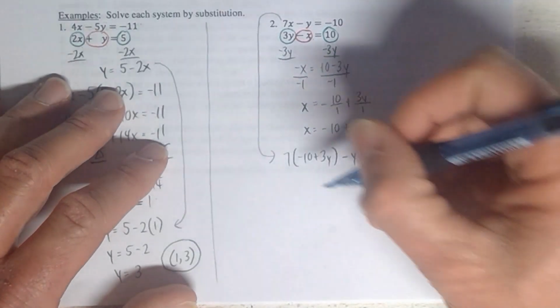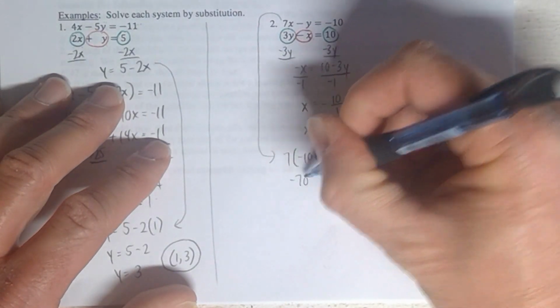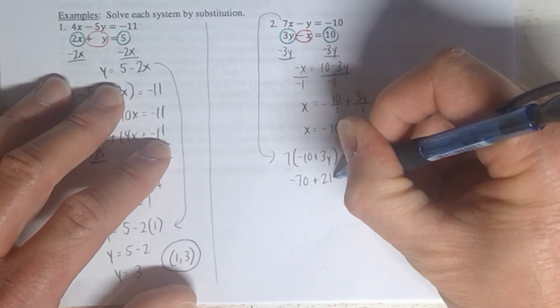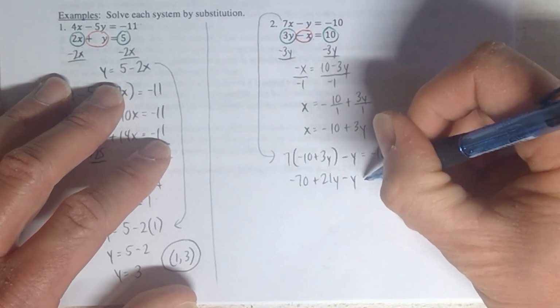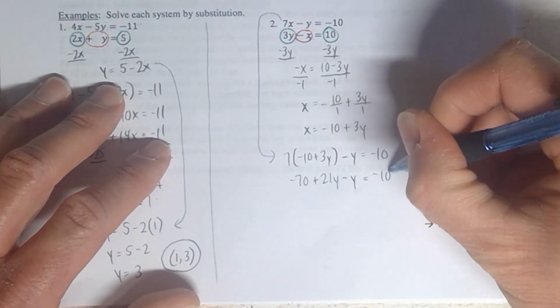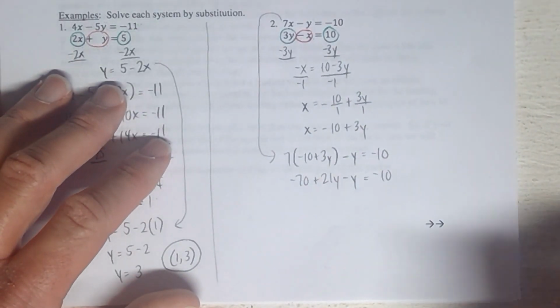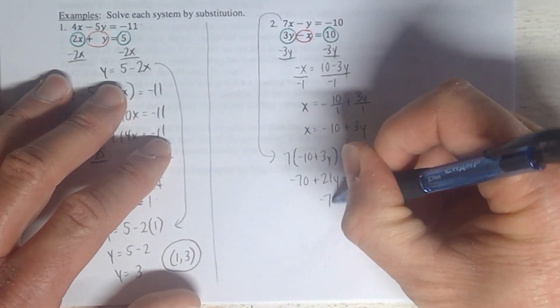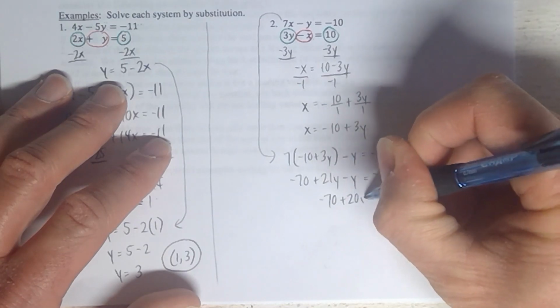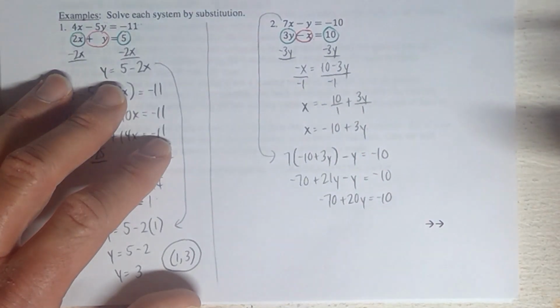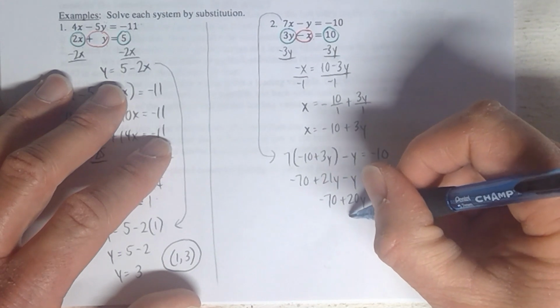Okay, and we then solve that equation. It's just your normal, regular linear equation with one variable in it. Distribute. Combine like terms. Okay. Move the 70 over with the -10.